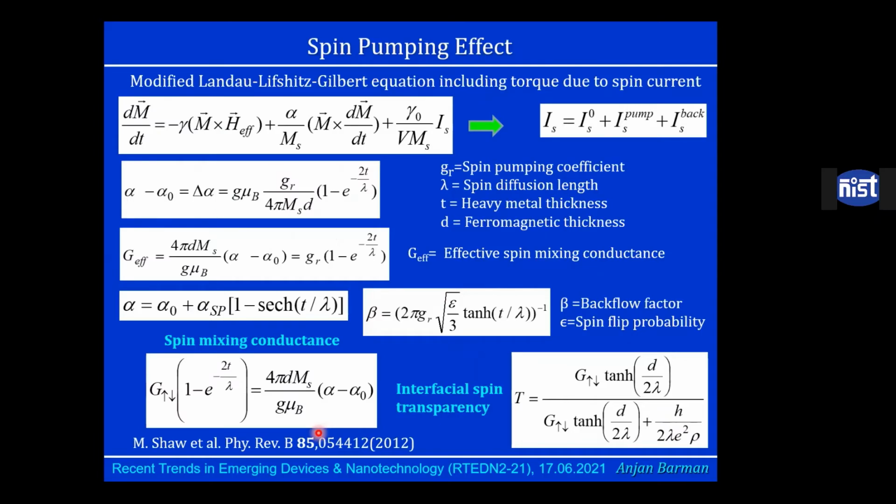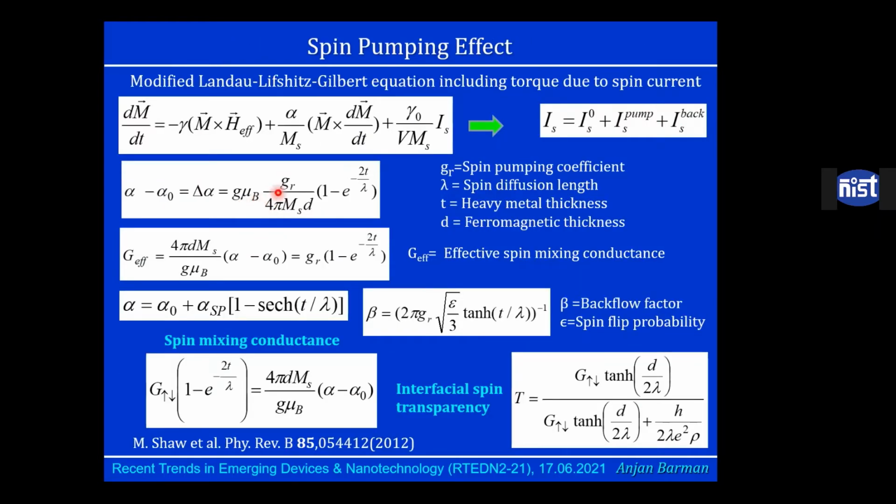In the case of spin pumping, the Landau-Lifshitz-Gilbert equation will again be modified, but in a slightly different way, because now you have an additional spin current. So this term is added as gamma 0 over V Ms times Is, where Is is a spin current, and it can have different components. Of course, the Is0, which is the DC spin current, and then you have the pumped spin current, Is pump plus Is back. That means there can also be a backflow of the spin current back to the ferromagnet. Okay, so here again, there will be a modulation of damping because of that.